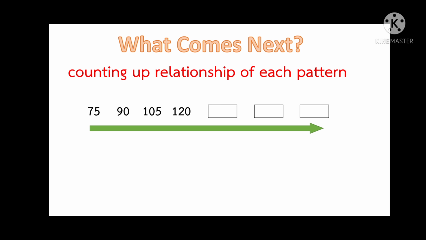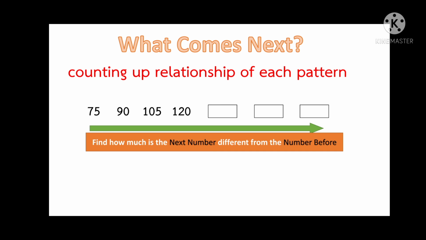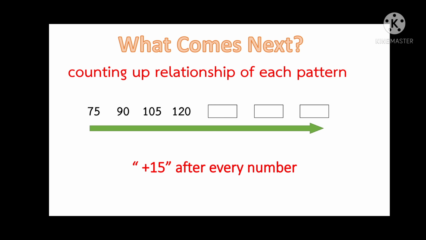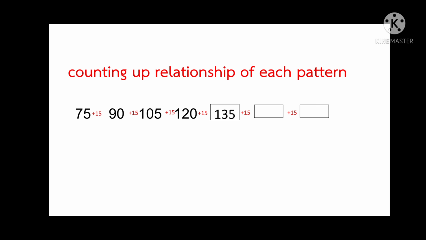We do the same thing. We find how much the next number is different from the number before it. So 90 minus 75 is 15. 105 minus 90 is 15. 120 minus 105 is 15. So 15, 15, 15 is happening again and again. So we know now that we have to plus 15 after every number. So let's try that.